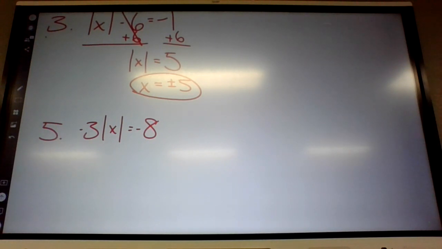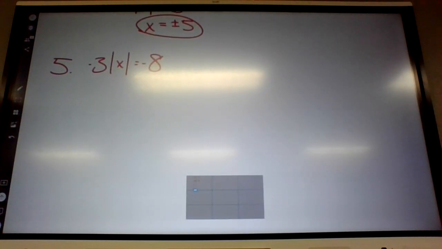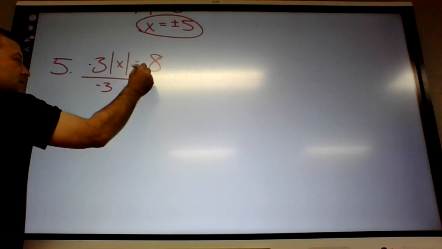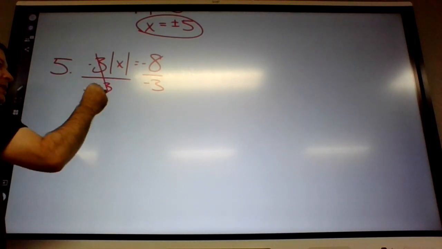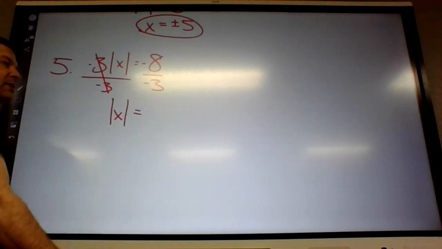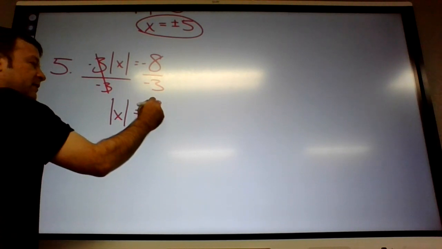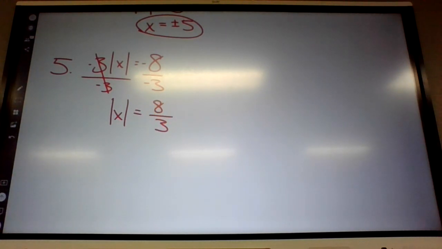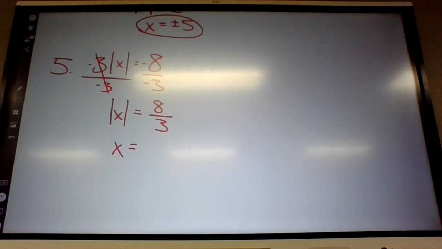Jesse, what do you think's going on with that negative 3 on number 5? It's being multiplied to x, right, so how do we get rid of it? Divide. When it's right next to the thing, it just means multiply. So that goes away. We get absolute value of x equals, what's negative 8 divided by negative 3? No, negative divided by negative is positive, so it'd just be positive 8/3. So Jesse, what would the answer be? Plus or minus 8/3. Yeah.